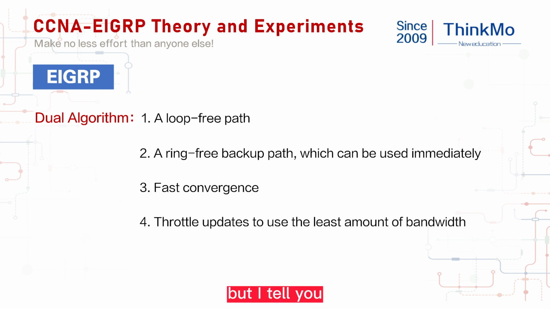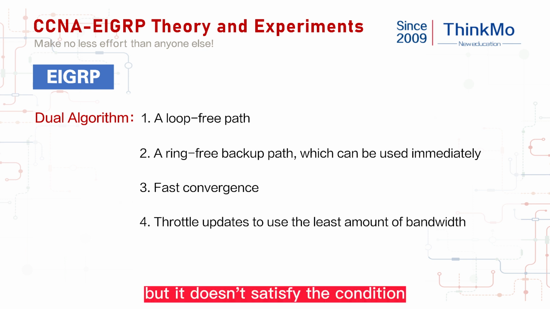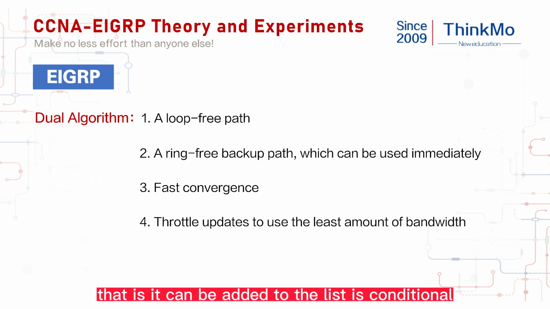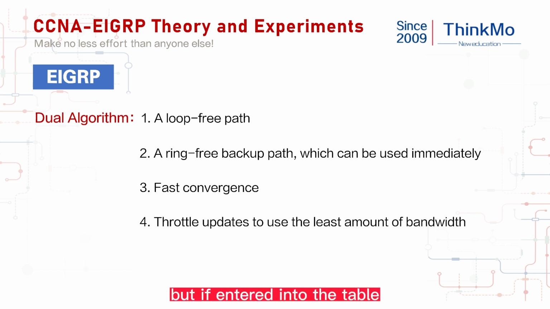But I tell you, if now there are 2 lines, this line is the main line. In the routing table, this route is a suboptimal route, but it doesn't satisfy the condition. If it is not in the backup topology table, then it has no way to forward it immediately. It also requires a protocol mechanism. Do the calculation yourself. That is, being added to the table is conditional. But if it has entered the table, it's switching in seconds.